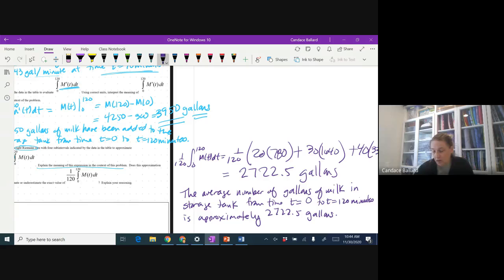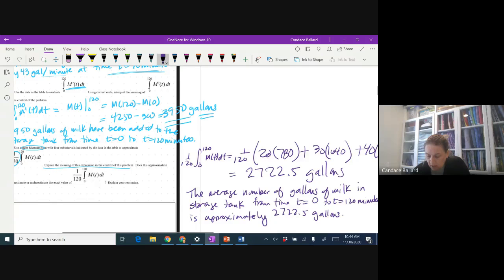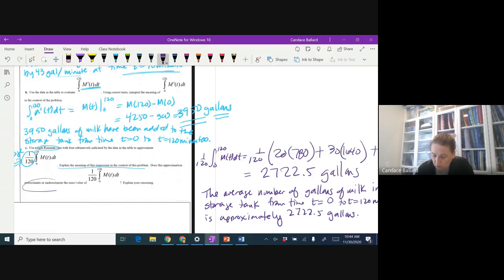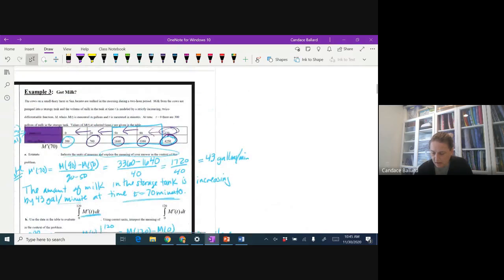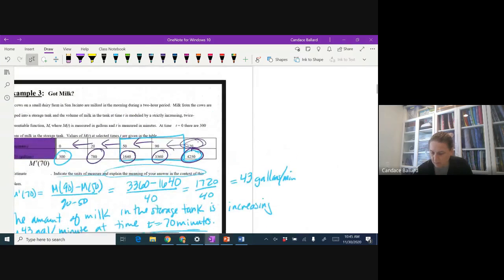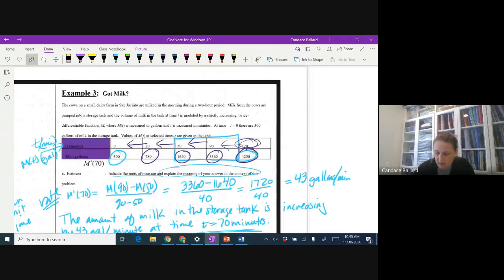Okay. Then it says, is this approximation an overestimate or an underestimate of the exact value? Explain your reasoning. Okay, so there were some words at the very beginning of the problem. So I'm going to scroll back up to the very beginning of the problem. Notice it had the words in here, strictly increasing. We haven't really used that yet, but when you see those words, strictly increasing, strictly decreasing, it's a good indicator that there's probably an over or an underestimate coming your way.